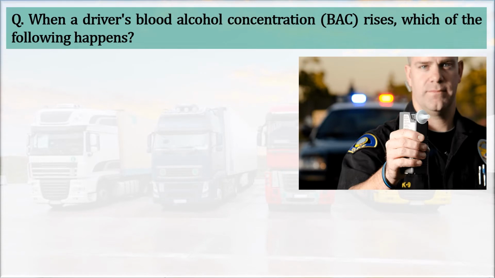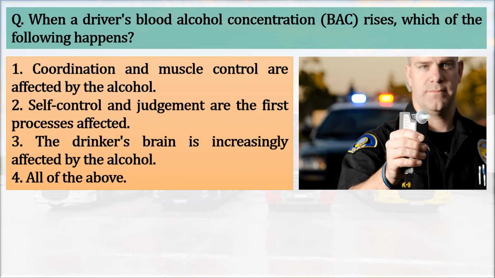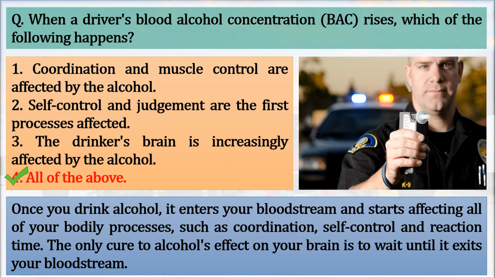Question: when a driver's blood alcohol concentration, BAC, rises, which of the following happens? Option number 1, coordination and muscle control are affected by the alcohol. Option number 2, self-control and judgment are the first processes affected. Option number 3, the drinker's brain is increasingly affected by the alcohol. Option number 4, all of the above. The answer is option number 4, all of the above.